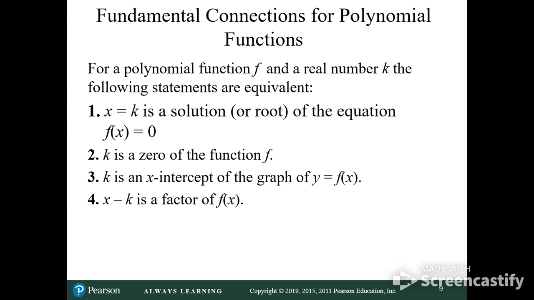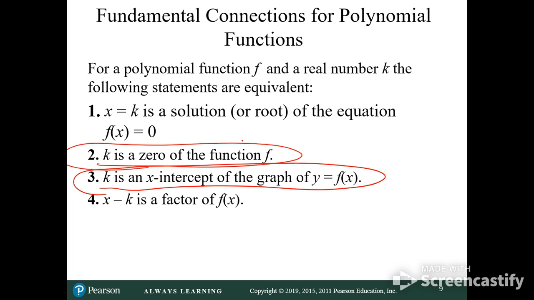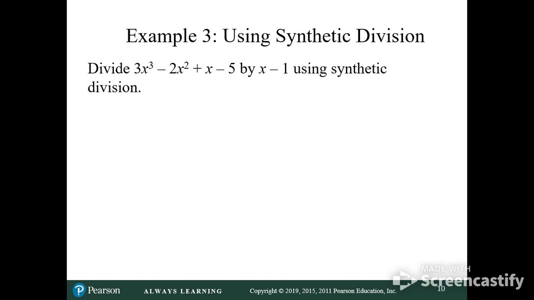All right. So if it's a factor, it's going to be an x-intercept. It's going to be a 0 of the function. It's going to be called a root. Okay? All those things. When something is a factor, it's a root of the equation, it's a 0 of the function, it's an x-intercept of the function. Okay? Connecting all the vocabulary together.